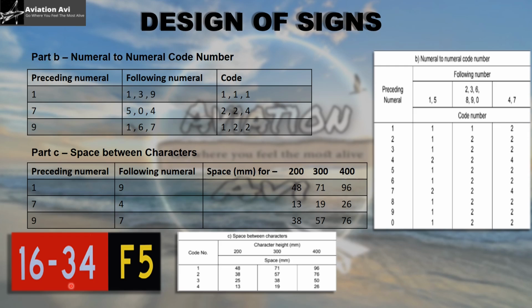Now let us look at the distance between the numbers 3 and 4. The preceding numeral being 3 and the next numeral being 4. You see here, the code for the numbers 3 and 4 becomes 2. With the code number 2 and the character height of 400 millimeters, the distance is 76 millimeters. So the distance between 3 and 4 here is 76 millimeter. So this is how you find out the spacing between two numerals.